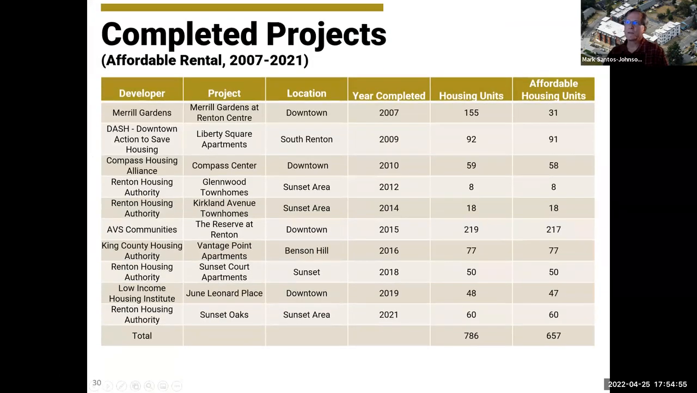On this slide, you can see all the completed rental projects in Renton in the past 15 years that included affordable units. These 10 projects include 657 affordable units in the city. The list includes projects developed by for-profit and nonprofit entities and public housing authorities, but 80% of the projects were developed by a public housing authority or nonprofit entity. The projects range in size from 8 to 217 units, with an average of 66 units per project.